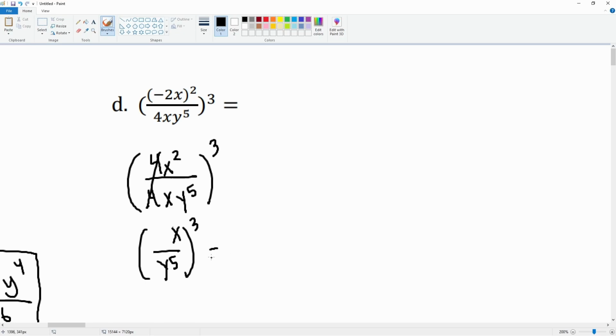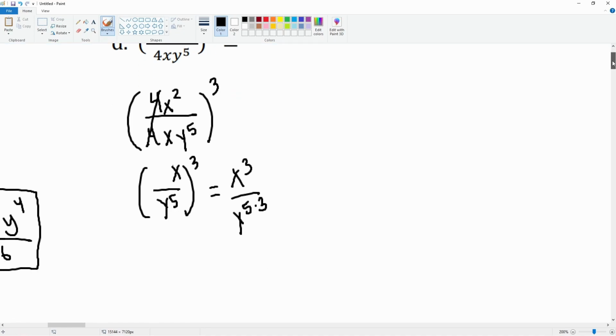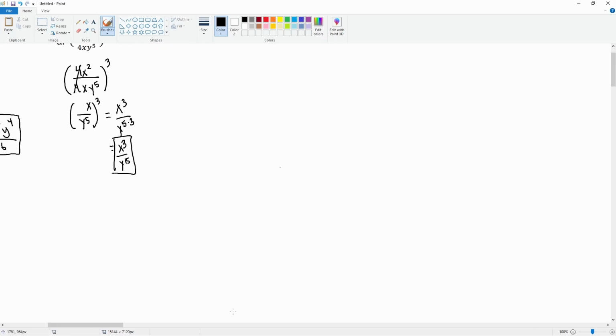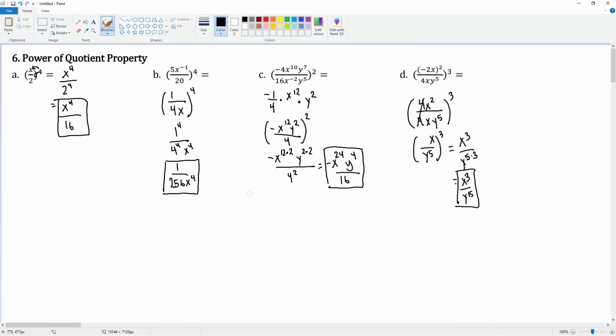Now we can just distribute it in. X to the 3rd power over y to the 5th times 3, because now we distribute that 3 exponent that was on the outside. It becomes x to the 3rd power over y to the 15th. So there you go. All right, so here we applied the power of a quotient property to simplify these expressions.